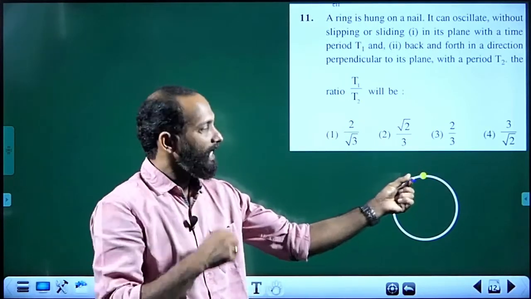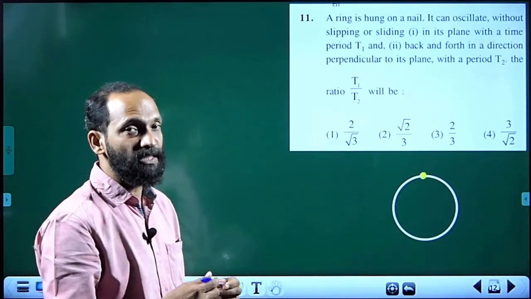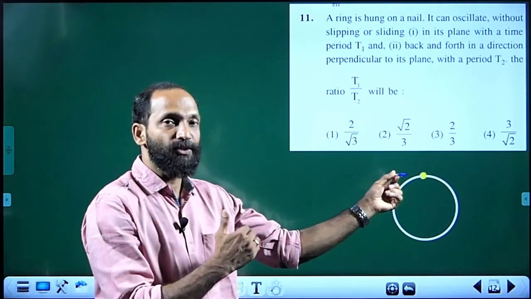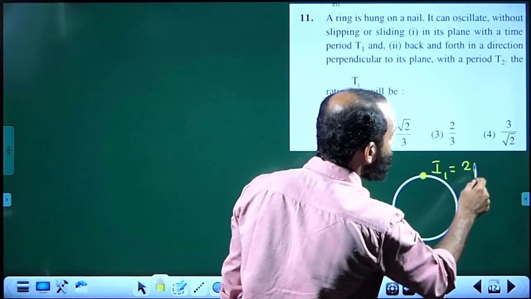Now that axis is the tangential axis of the ring, perpendicular to the plane of the ring. That axis is passing through the tangent of the ring, perpendicular to the plane of the ring. We know the moment of inertia I1 is equal to 2 mr square.